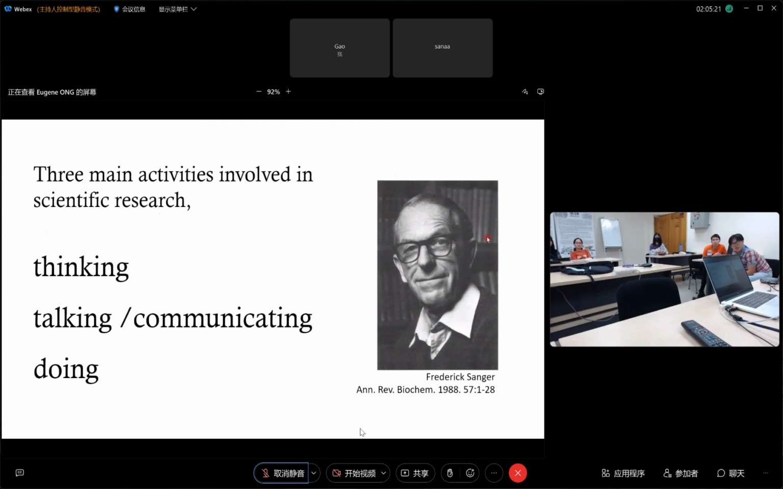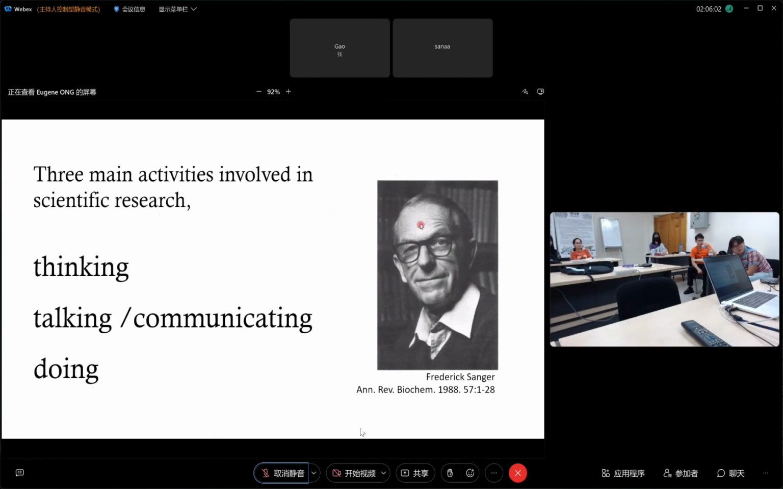According to Frederick Sanger, you've heard about him. Do you know who Frederick Sanger is? First he developed protein sequencing, and later on he developed DNA sequencing, so it's very important. One of the sequencing methods we use today is called Sanger sequencing, named after him. There is also the Sanger Institute in the UK, also named after him. He is a very productive scientist.